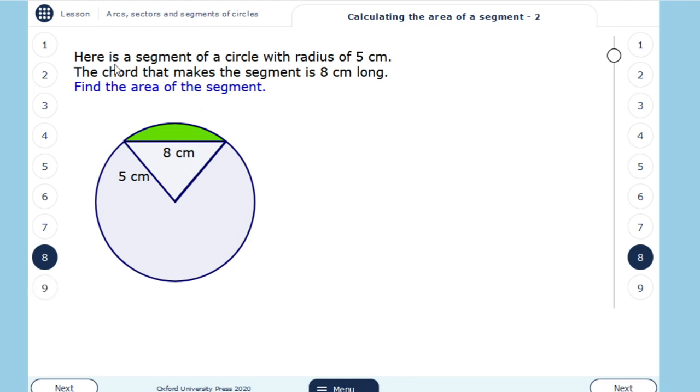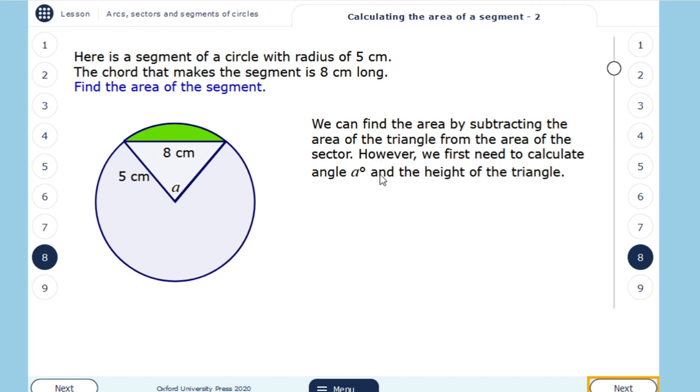Let's see also this problem. Here is a segment of a circle with a radius of 5 centimeters. The chord that makes the segment is 8 centimeters long. Find the area of the segment. Again, we can find the area by subtracting the area of the triangle from the area of the sector. Now, however, we first need to calculate the angle A and the height of the triangle.